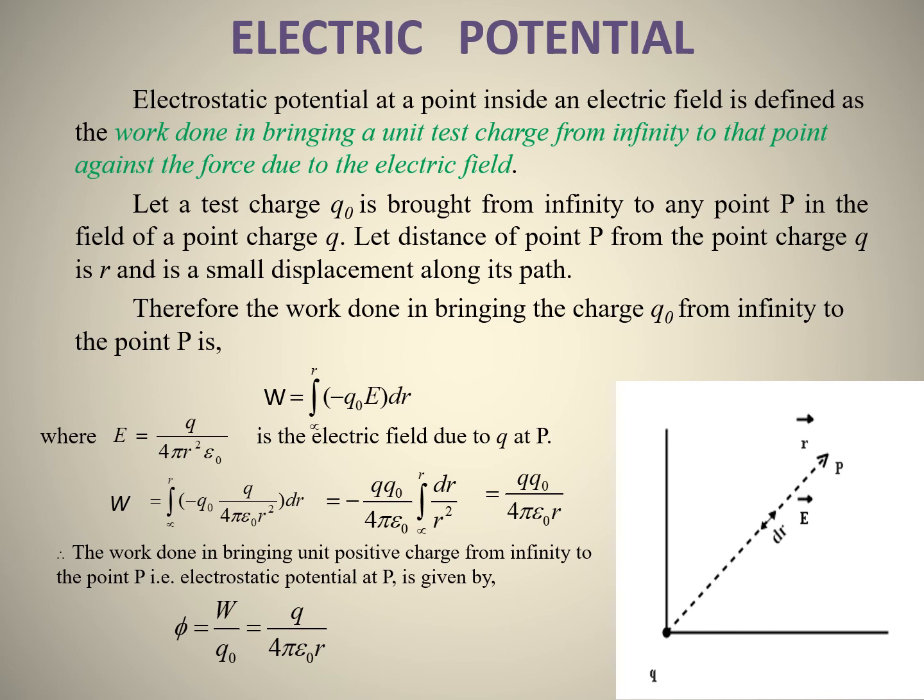So this work done, if we divide by Q0, that will be called electrostatic potential. So work done in bringing unit positive charge from infinity to the point P, which is known as electrostatic potential, is given by phi is equal to W by Q0 and is equal to Q by 4 pi epsilon naught r.